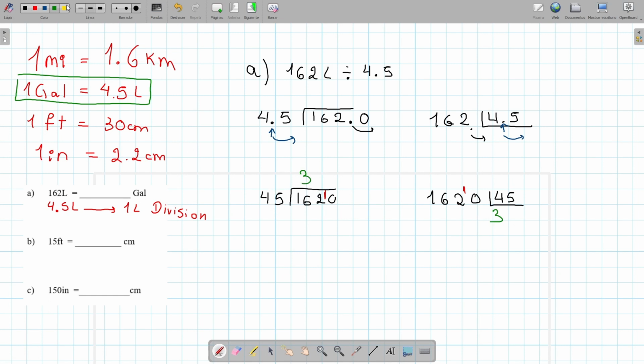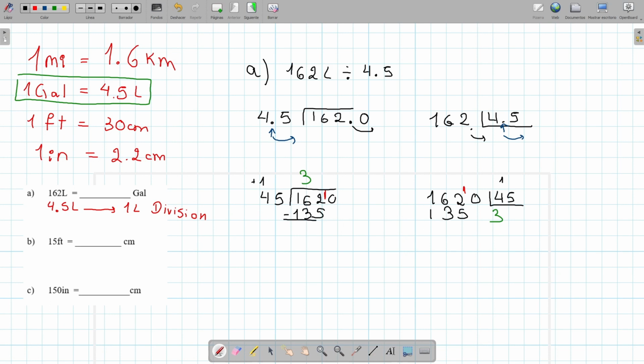3 times 5 is going to be 15. Okay, we have 1 here. 3 times 4 is going to be 12. 12 plus 1 is 13. The same here, 3 times 5 is going to be 15. We have 1. 3 times 4 is 12, plus 1, 13.